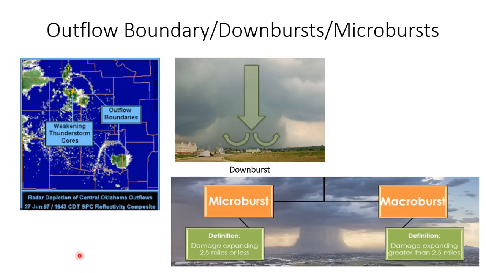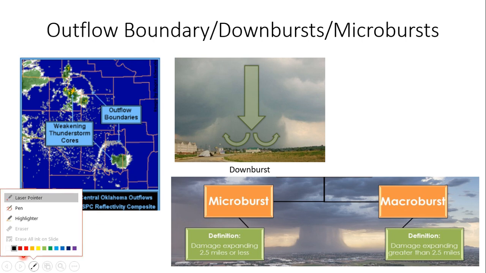All right, so now let's take a look at some of these products to kind of show you some examples. The first graphic here on the left shows outflow boundaries that are showing up on a radar depiction. Now, this is out of central Oklahoma. This was back in June of 1997. This is a reflectivity composite. So we're looking at the intensity in decibels of these returns. But I want you to pay attention to, there's a couple thunderstorm cores here in this example. Let me go ahead and get my pen out so I can point them out to you.